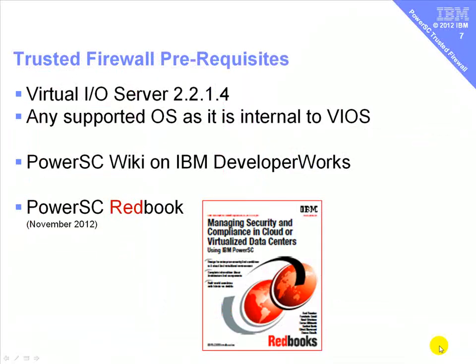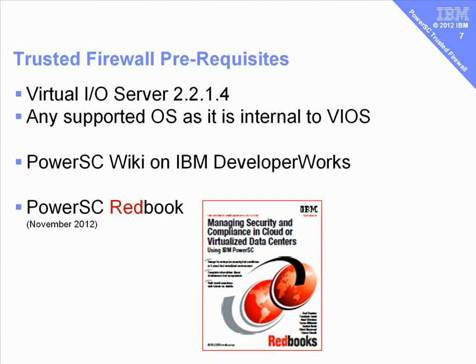Okay, enough theory, let's get practical and look at the prerequisites. Well, first of all, we need the Virtual I/O Server 2.2.1.4 or later. That came out in April 2012 or thereabout. Because all of the trusted firewall is implemented in the Virtual I/O Server, any of the operating systems allowed in Power can benefit from the trusted firewall, so AIX, IBM i, and Linux on Power.